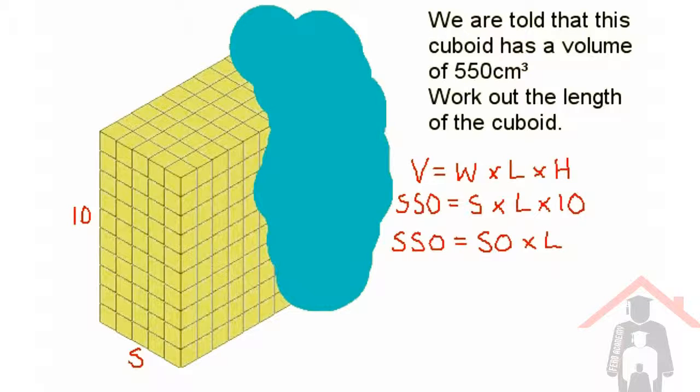Now, to work out what L is, I could use trial and improvement in my calculator and see what number I times by 50 to get 550. But another way of doing it is to divide the 550 by 50, and this will always work. 550 divided by 50 is 11, so L is 11 centimetres.